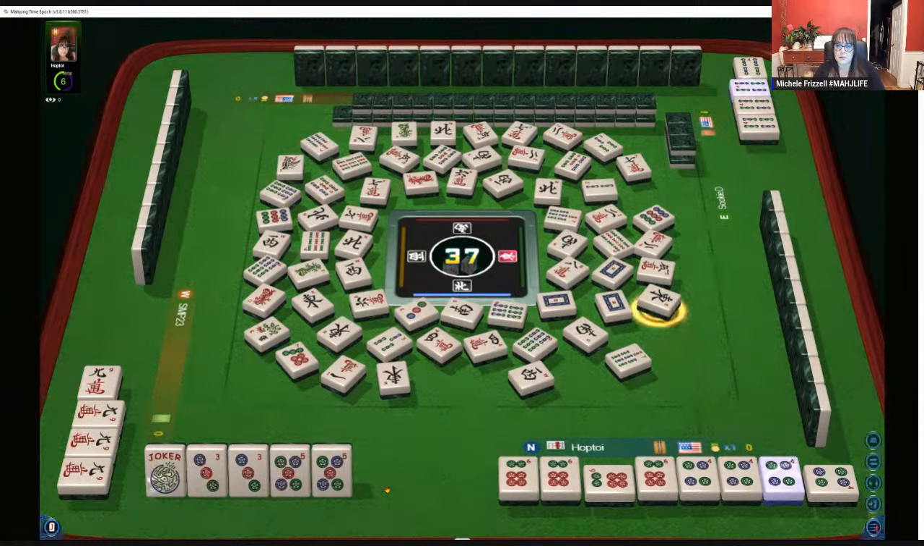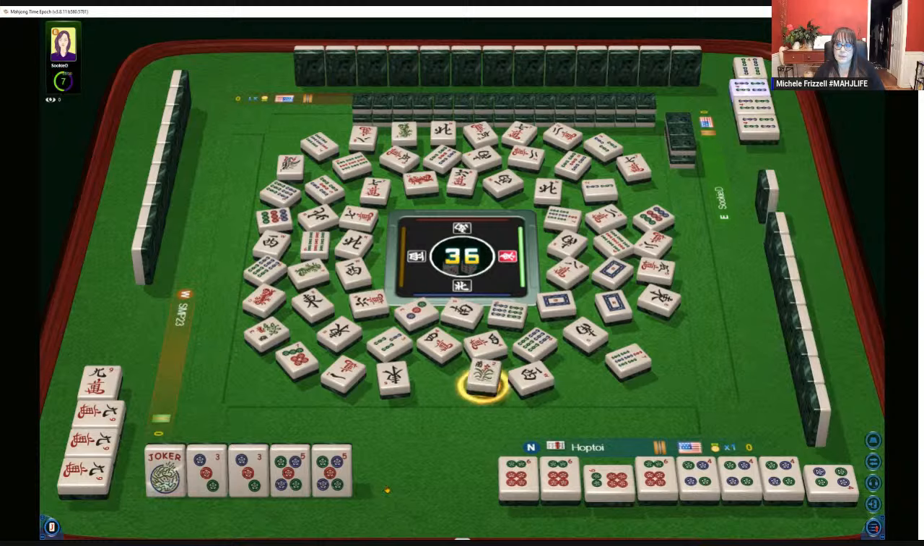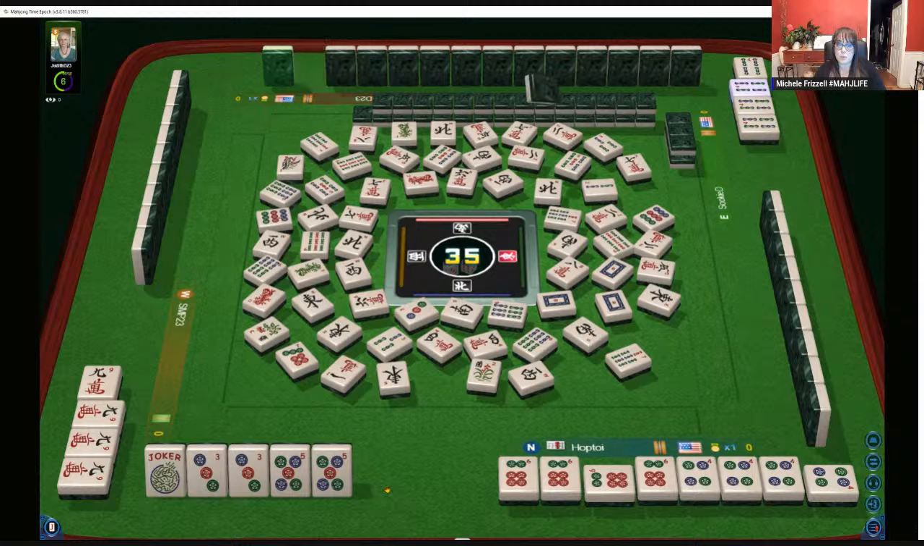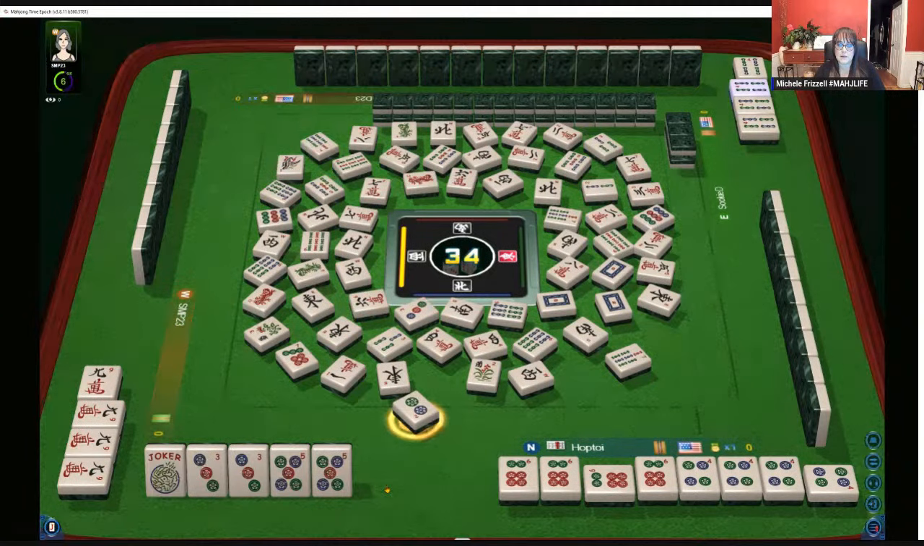East wind. The other two players we don't know about yet. Four dots. They got a joker. Flower. Okay, so they threw a flower in the end game. They're probably playing to win. Three characters. Because that's risky. I would play to win. Two dots. Joker would be nice. 3-5 dot would be nice.